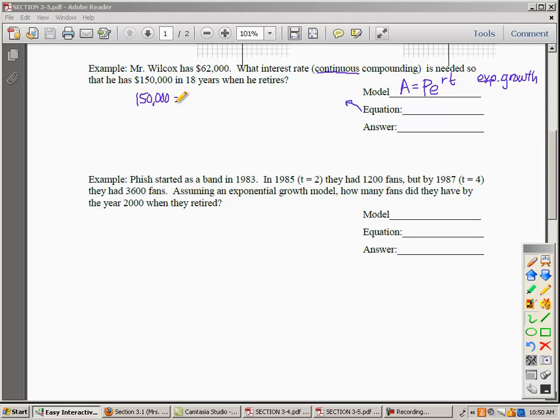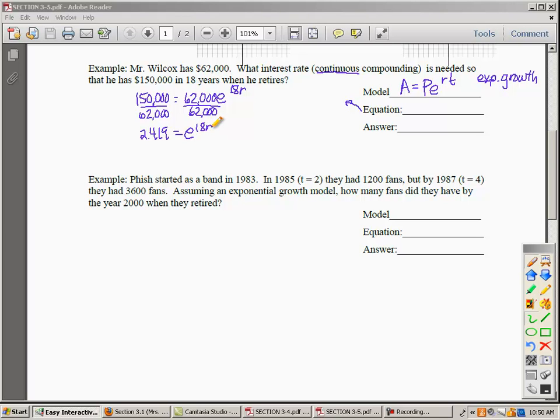$150,000 is what he wants. $62,000 is what he started with. Since we compound continuously, we have a base E. And it's 18 years, and we're trying to find the rate, so we call that R. Let's go through and solve like we did last section. When you divide by 62,000, you end up getting about, and I'm going to round to 3 decimal places today, 2.419 equals E to the 18R.